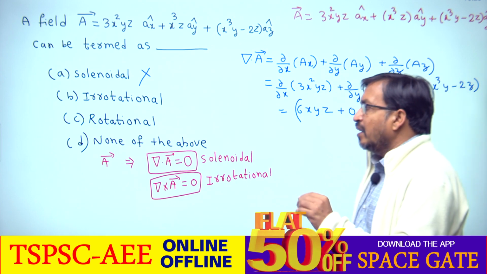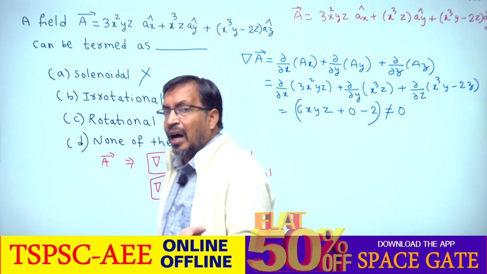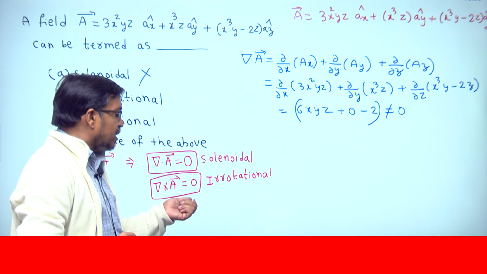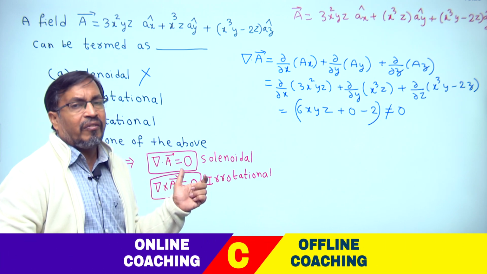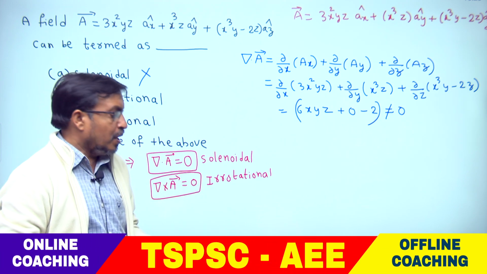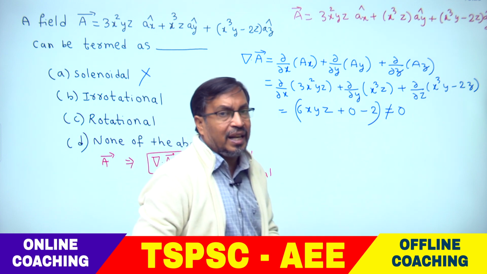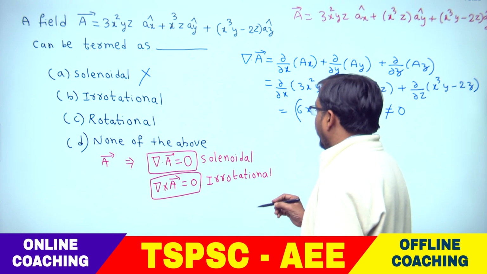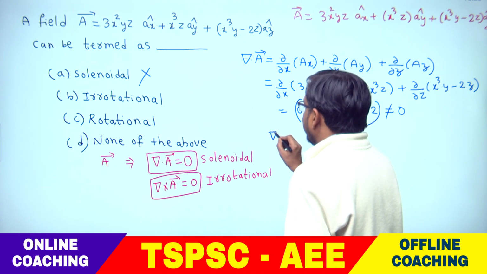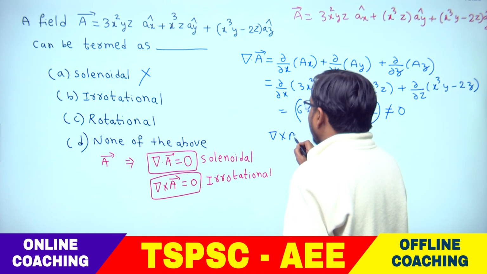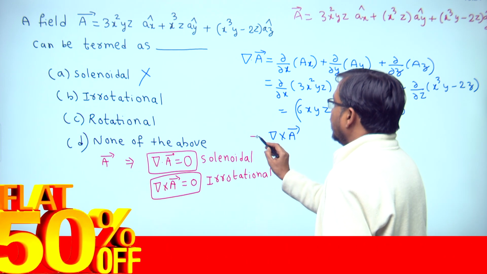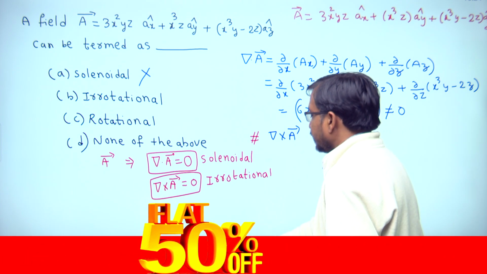Now, we are checking whether it is rotational or irrotational. The given vector is said to be irrotational if the result of the curl is 0. Here, the cross product of del and the given vector is known as the curl operation. So, I am performing the curl operation, del cross A, as the second operation here.